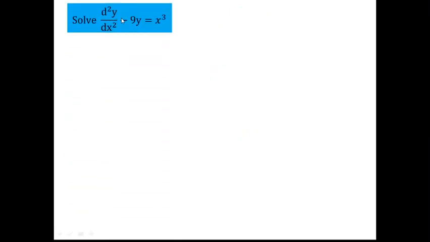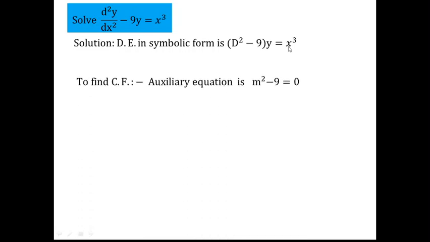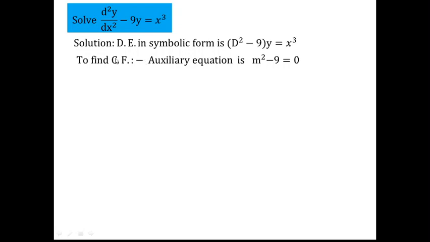Solve d2y by dx square minus 9y equal to x cube. First of all, as per the requirement, we will write this in operator form, as the second derivative term is there. So D square minus 9 operating on y is equal to x cube. Then we will first find the complementary function. For this we need to find the auxiliary equation, which is m square minus 9 equal to 0, obtained by just replacing D by m and equating this operator to 0. Solving this, we will get two roots, which are 3 and minus 3.